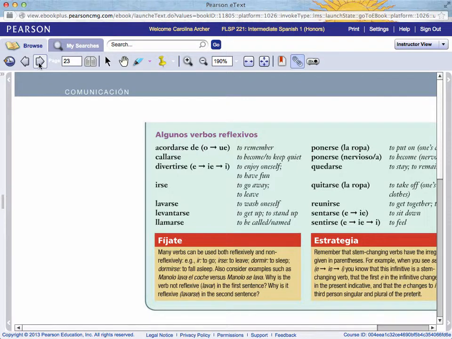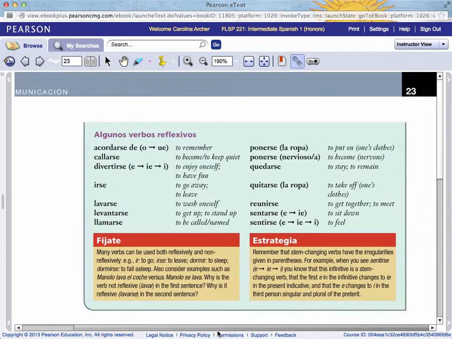Vamos a ver. ¿Qué más hay? Okay, so here are some of the verbs that are reflexive. And you have some in that picture, okay? Acordarse de, to remember something, to remember that you had to go to the bank, okay? Callarse, to become quiet or to keep quiet. Divertirse, this means that the e in the root becomes an ie, okay? To enjoy oneself. Divertirse. Yo me divierto, tú te diviertes, etc.